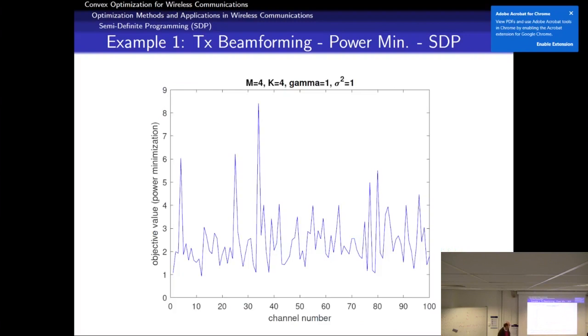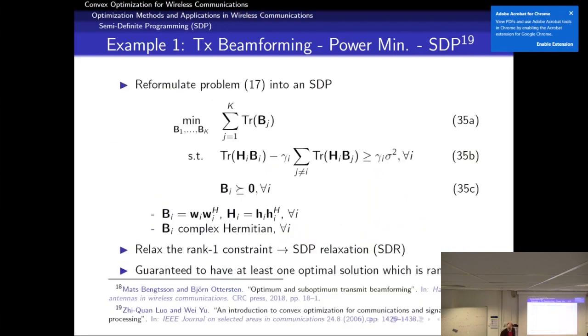Right, so let's look at some simulation results. This is using SDP here, and my objective value here is this power minimization. I have 4 transmit antennas and 4 users. My gamma is equal to 1, and my noise power here is equal to 1. So this term is equal to 1 essentially.